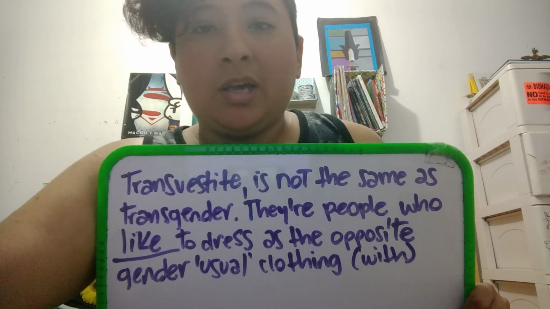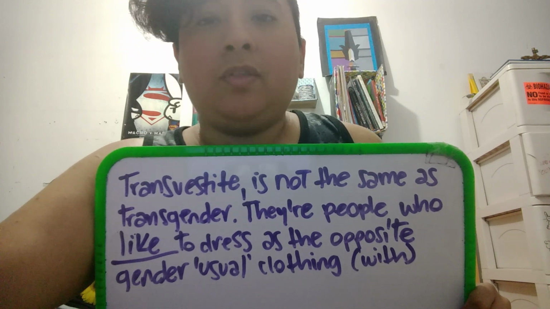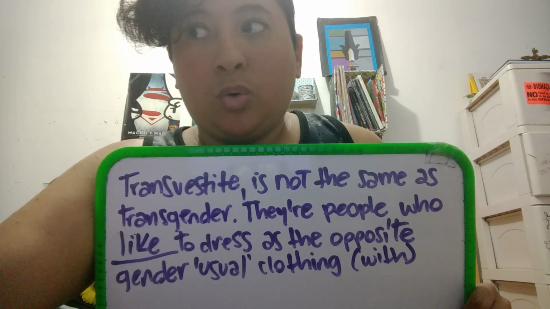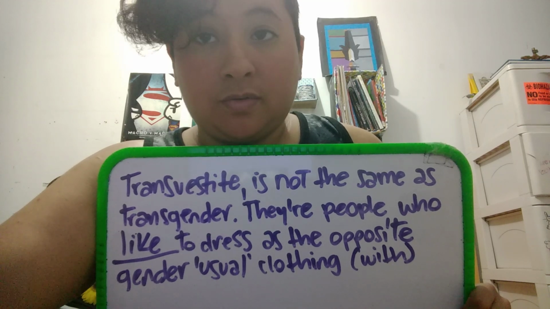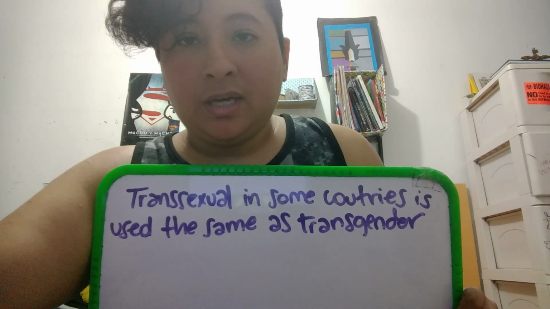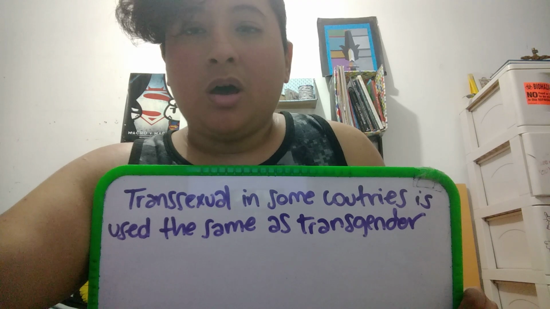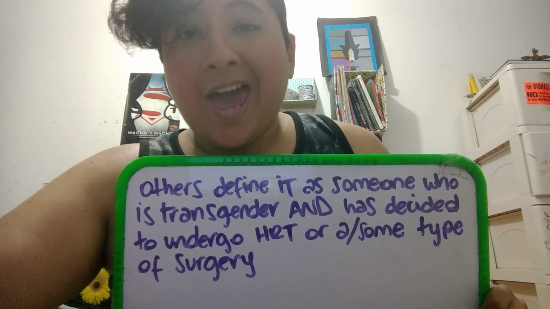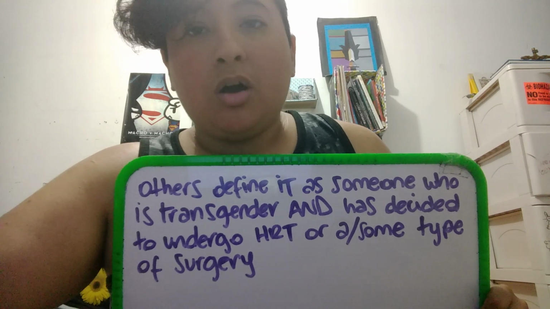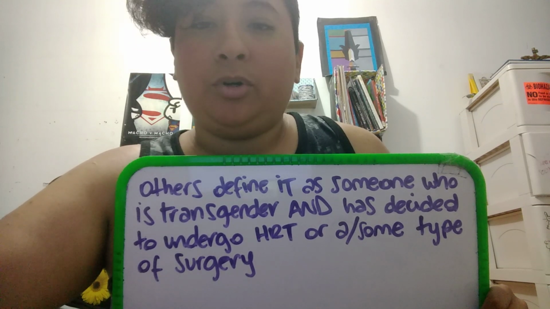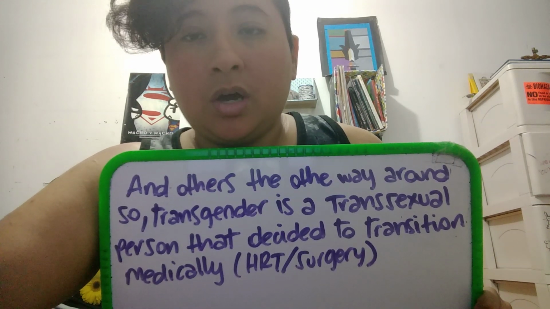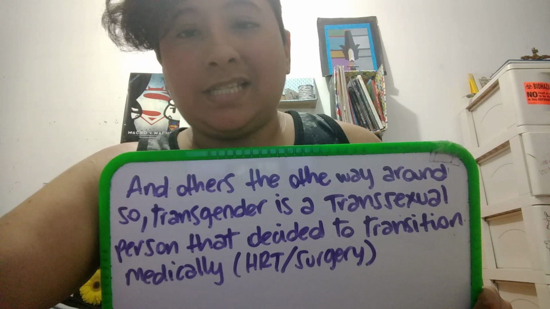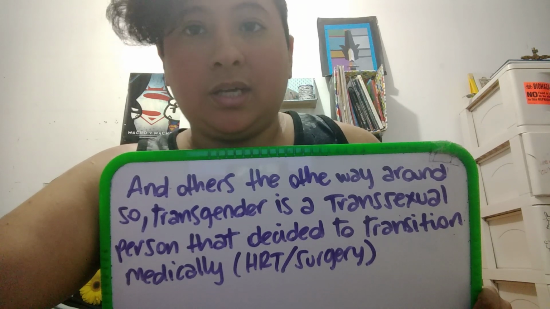Transvestite is not the same as transgender. They are people who like to dress as the opposite gender, or more like the opposite usual clothing. Transsexual is, in some countries, used the same as transgender. Others define it as someone who is transgender and has decided to undergo HRT or some type of surgery, and others the other way around. So a transsexual person is someone who has decided to transition medically, HRT and or surgeries.